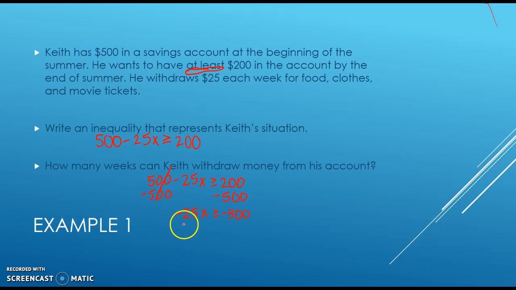Okay, I've got to get rid of the negative 25, so I'm going to divide. Now pay attention, if you divide or multiply by a negative, you've got to flip your sign. So then it becomes x is less than or equal to, and 300 divided by 25 is 12. All right, so any x's that are less than or equal to 12 will work for this inequality. So that'll keep him at least $200 in his account. So the maximum number of weeks that he can withdraw money is 12 weeks to keep his account above 200.